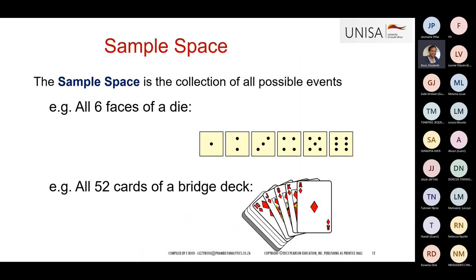So a sample space, I told you, is a collection of all possible events. A coin is a sample space on its own. It's got two outcomes. A die is also a sample space because it's got six outcomes. A deck of cards has 52 cards in it. They all make up a sample space.